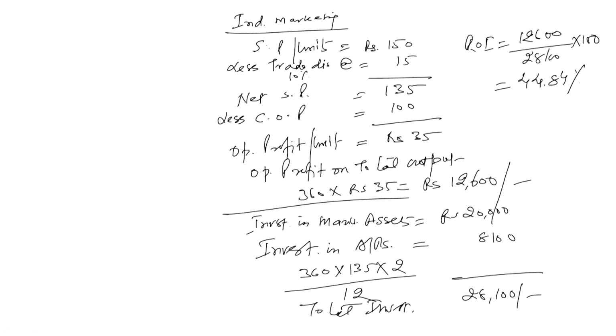Now let us talk about the investment. When we worked out the investment, two investments are required: investment in the manufacturing asset and investment in the accounts receivables. So when you compare the operating profit with the investment, we arrive at the conclusion that the total investment we are going to make here is 28,100, and the ROI available is 44.84%. This is one part of the analysis or the calculation.